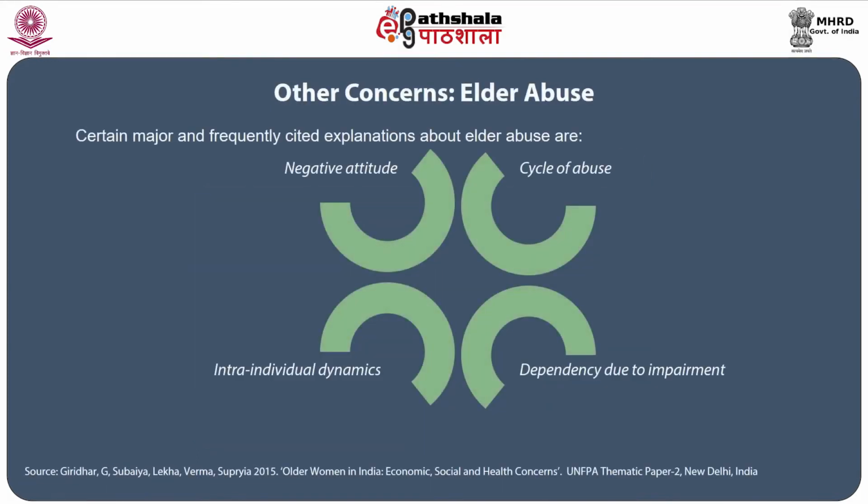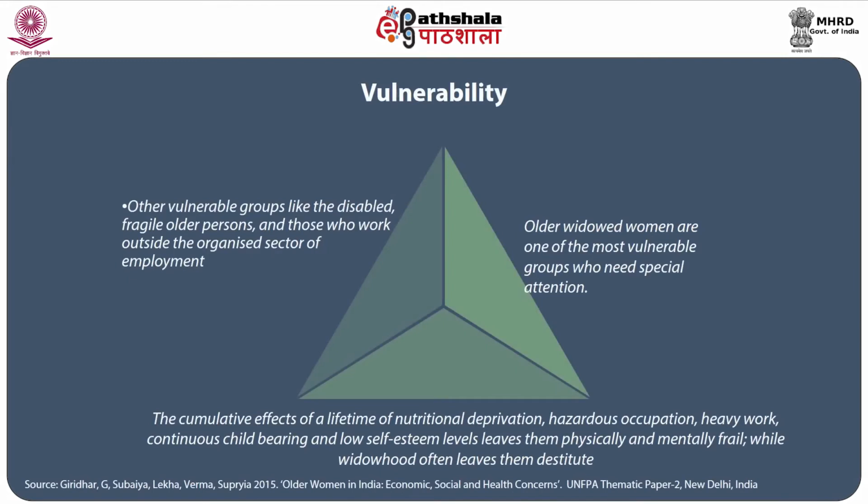Certain major and frequently cited explanations about elder abuse are cycle of abuse or intergenerational transmission of violence, dependence because of impairments, intra-individual dynamics, stress, negative attitudes towards the elderly, and social isolation. Older widowed women are one of the most vulnerable groups who need special attention. The cumulative effects of a lifetime of nutritional deprivation, hazardous occupation, heavy work, continuous childbearings, and low self-esteem levels leaves them physically and mentally frail, while widowhood often leaves them destitute.